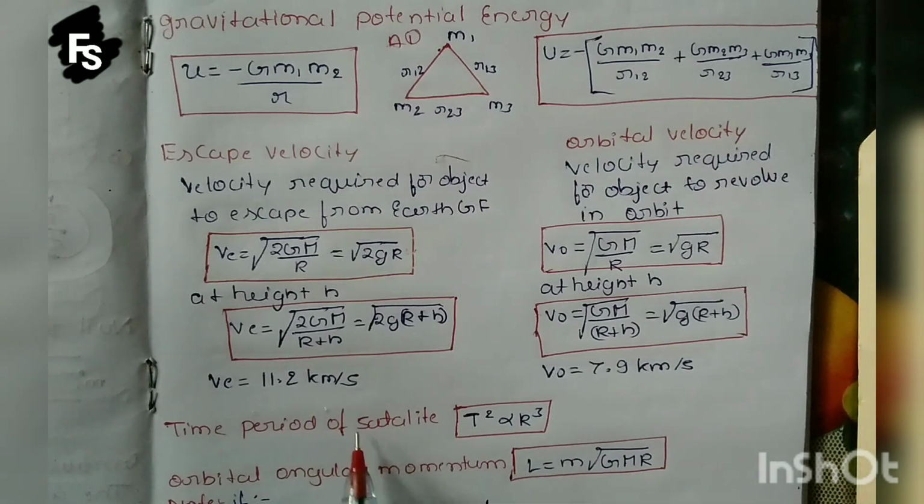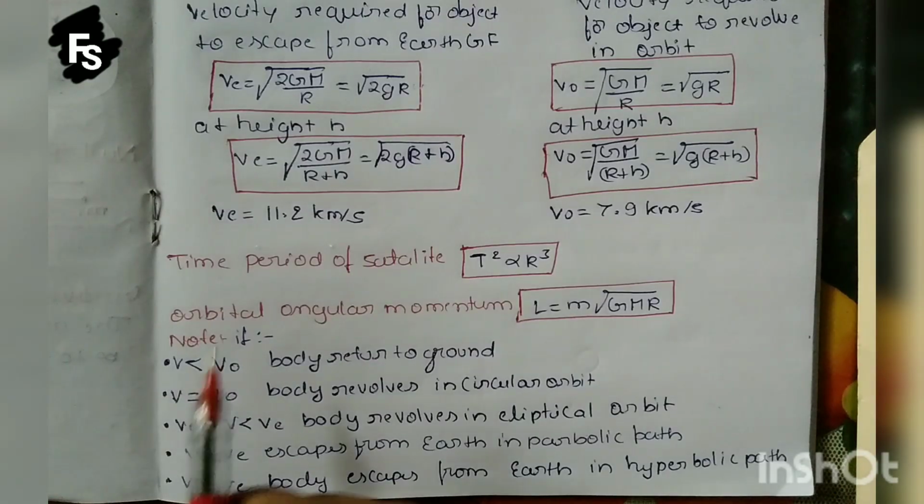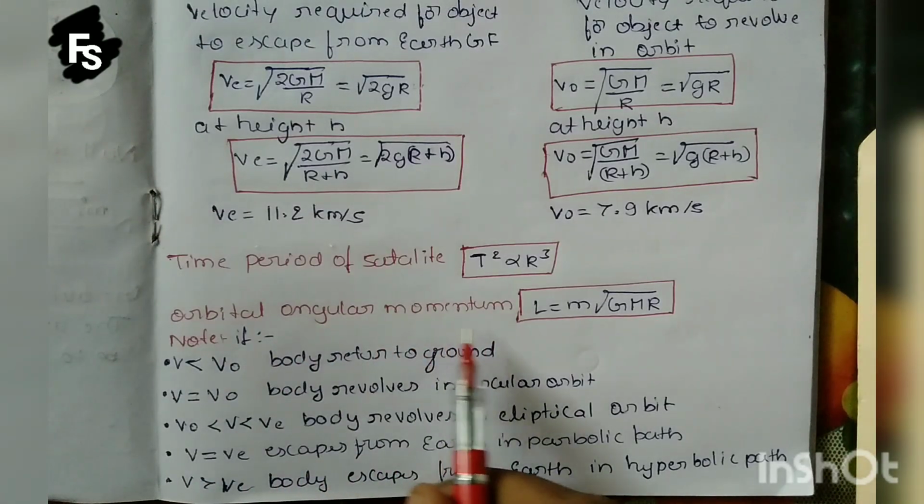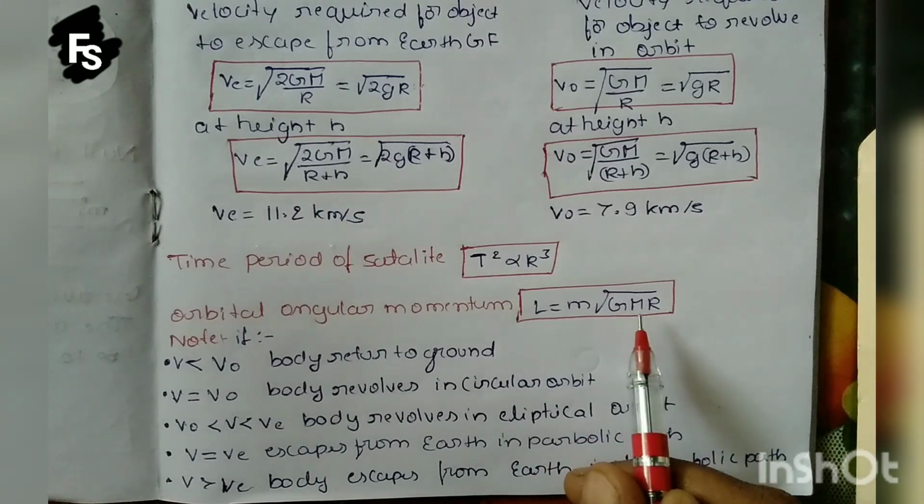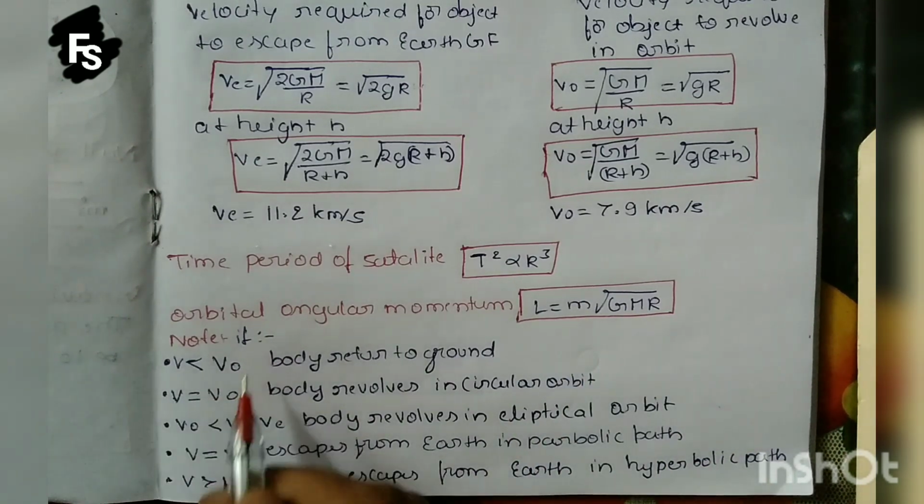Then the time period of a satellite. How to find the time period of a satellite? T square is directly proportional to R cube. This relation is very important; they may ask it in the NEET exams. Next, orbital angular momentum. Orbital angular momentum L is equal to m into root of GMR.